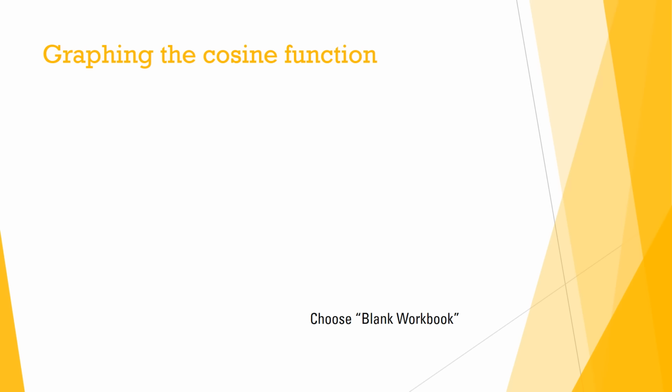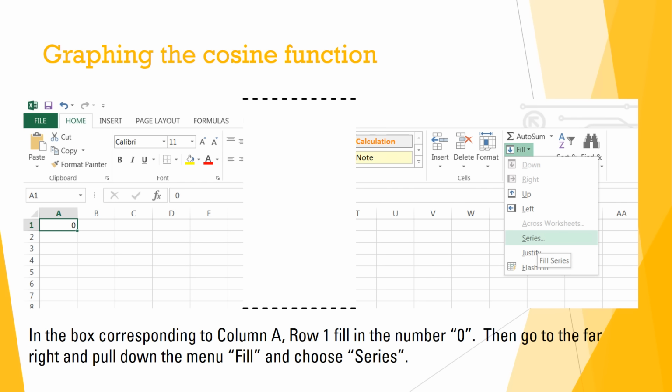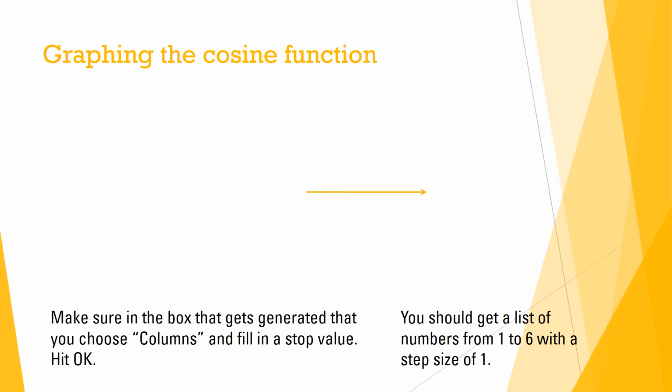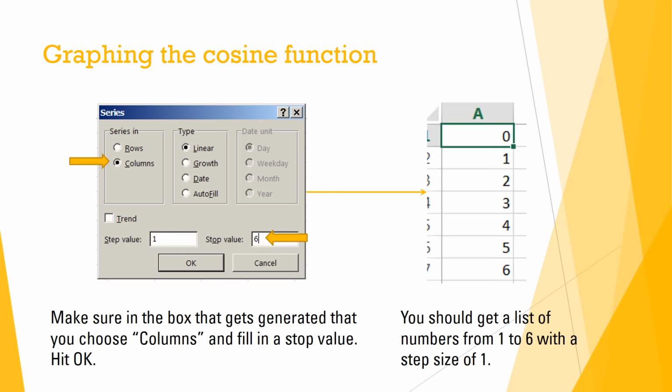Now that you understand the cosine a little better, let's see how to plot it. You open an Excel file and choose Blank Workbook. In the box corresponding to column A, row 1, fill in the number 0. So make sure in the box that gets generated that you choose columns and fill in the stop value. You should get a list of numbers from 1 to 6 with a step size of 1.